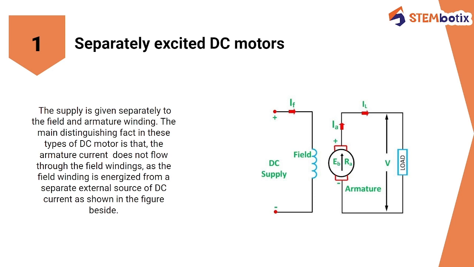Now, when the DC motor rotates in a magnetic field, there is an induction of EMF in the conductors of the armature due to electromagnetic induction. This induced EMF acts in the opposite direction to the applied voltage, and hence it is known as back EMF or counter EMF, which is EB.